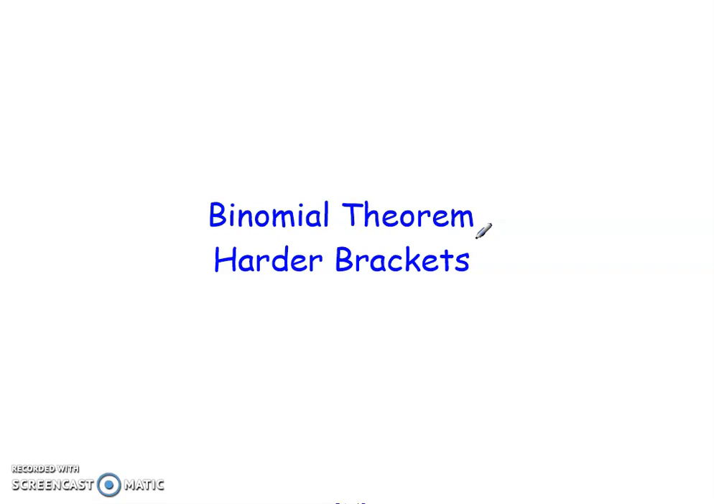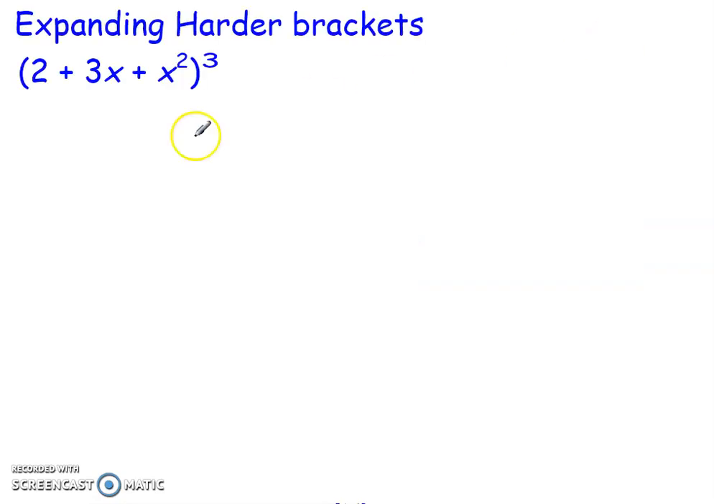Now with this sort of thing, the best way to think about it is to look at examples. So I'm going to show you an example of each and we'll see how we get on from there. The first example is expanding the bracket (2 + 3x + x squared) all to the power of 3.